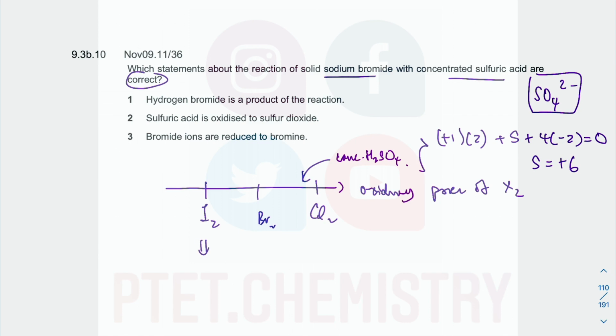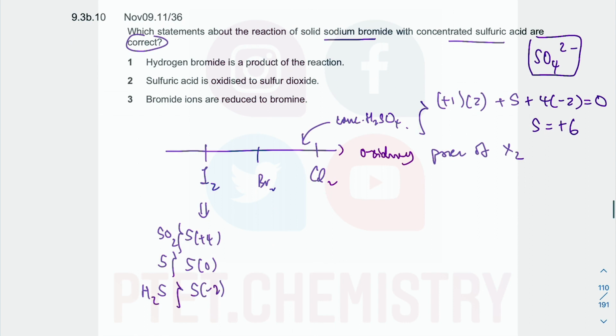With iodide, you will get sulfur +4, which is SO2, sulfur 0, which is solid sulfur, and sulfur -2, which is H2S. That's because iodide is a much stronger reducing agent than Br-. Br- is not that strong, so you will just stop at sulfur +4, which is SO2. It just stops here. So you do get hydrogen bromide as a product.